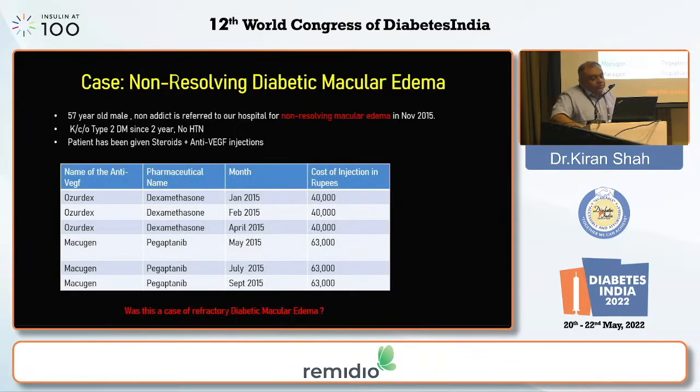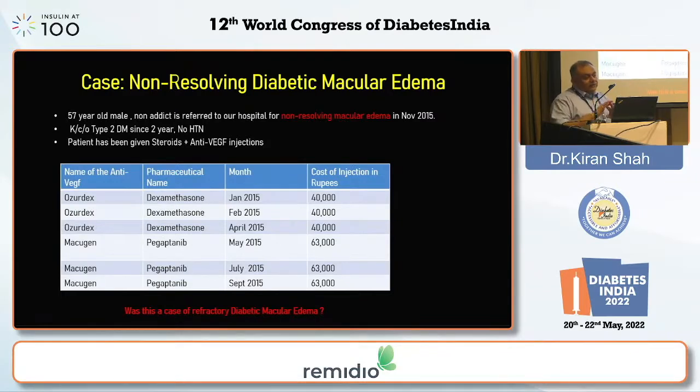I always show this particular patient from way back in November 2015. He's a medical tourism patient, and he had come to our hospital finally before traveling to 6 other places, and you can see the amount of anti-VEGF which cost anywhere from 40,000 to 63,000.